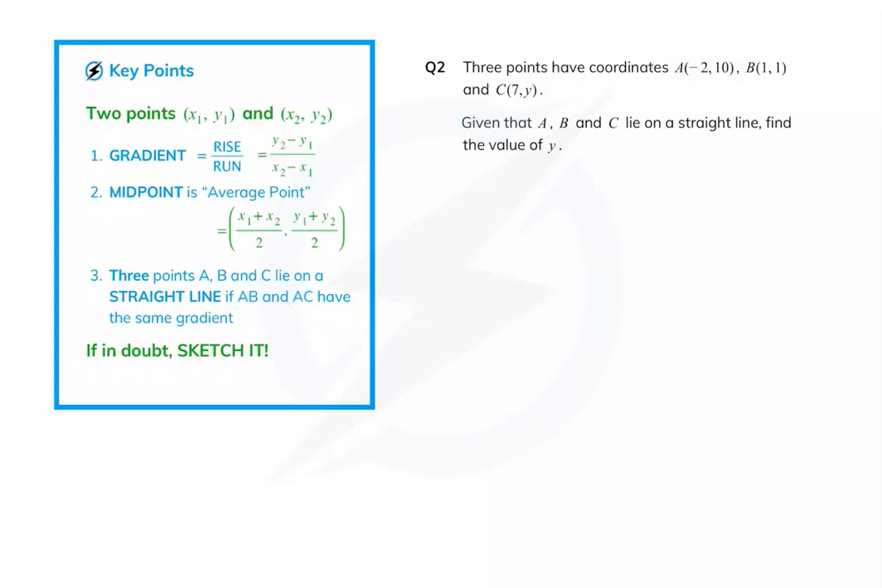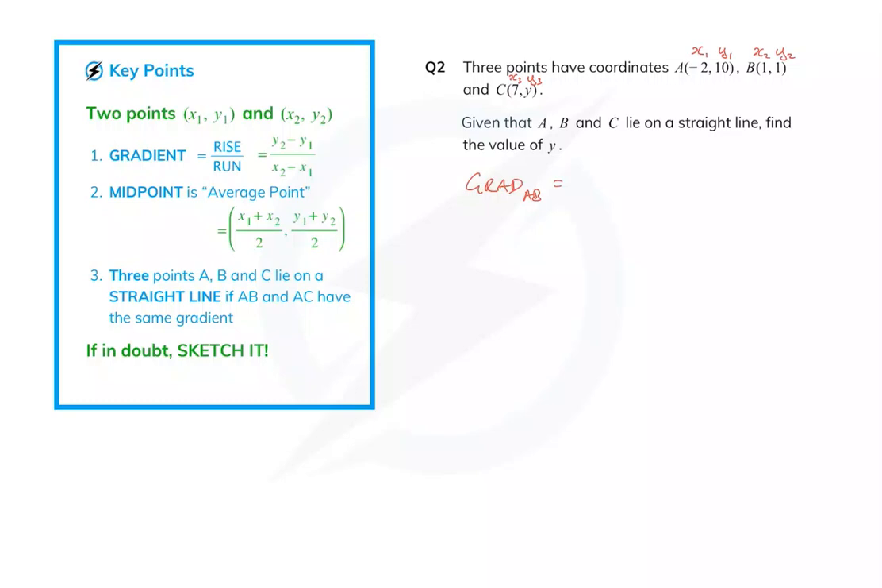So let's find those two things. Let's find the gradient of AB. Now, good idea to label up our points again as we did in the first question. Let's call A (x1, y1). Let's call B (x2, y2). And it's not a great stretch to call C (x3, y3). Or we could call it (x2, y2) again if you really wanted to, but I've called it (x3, y3).